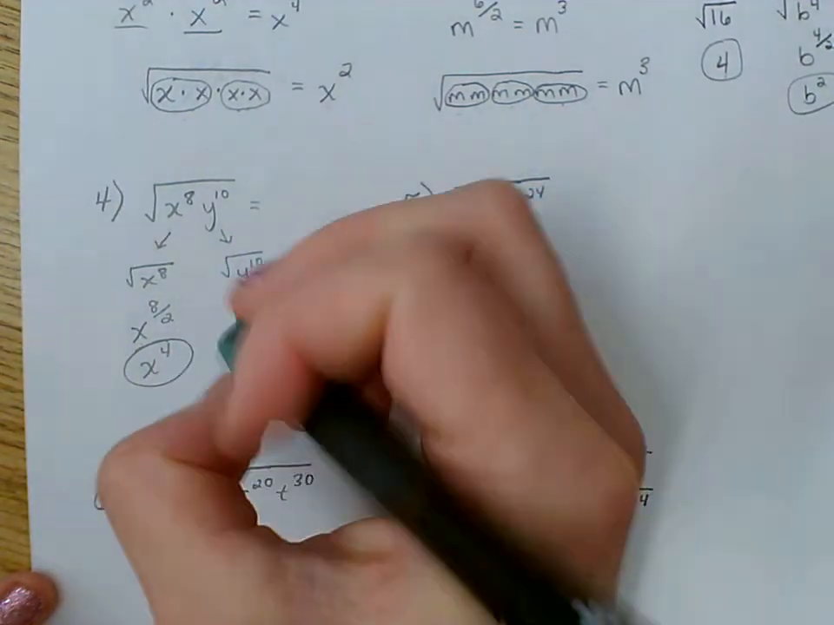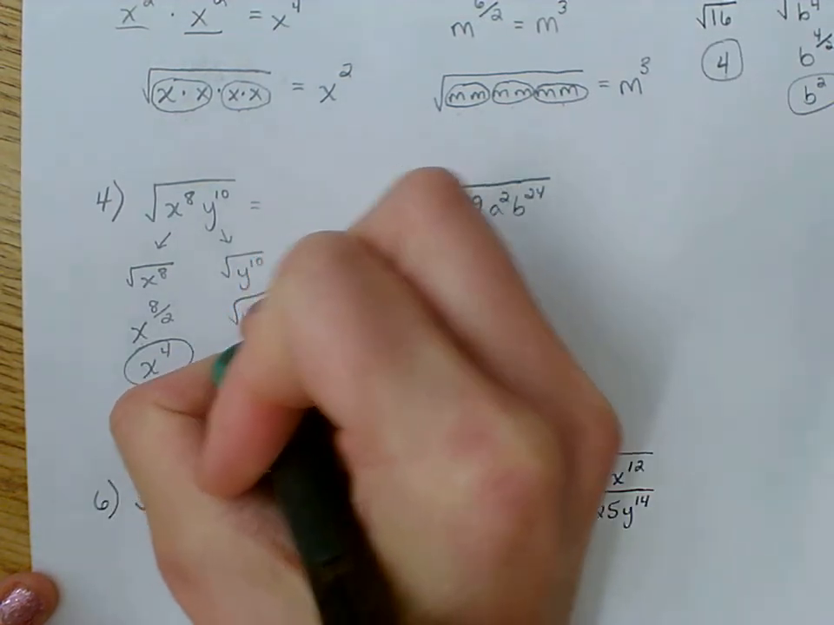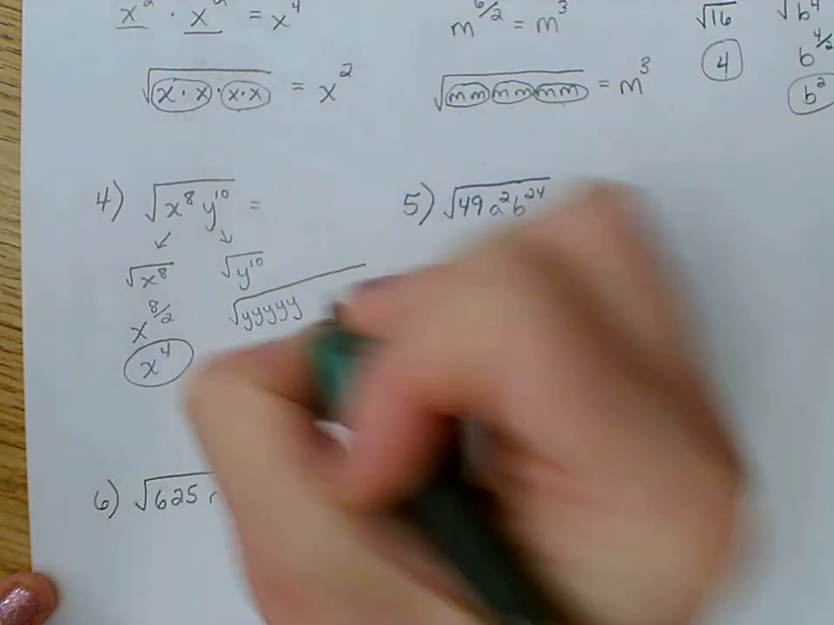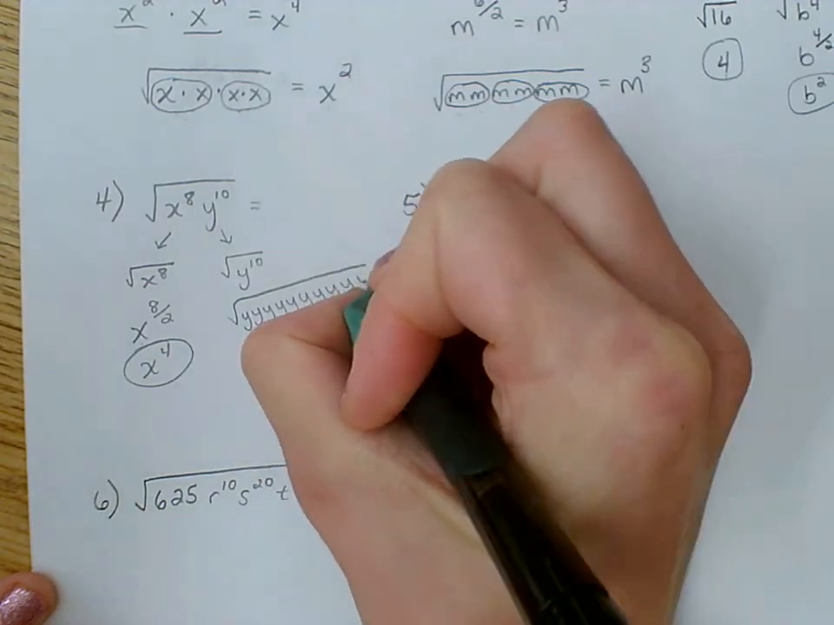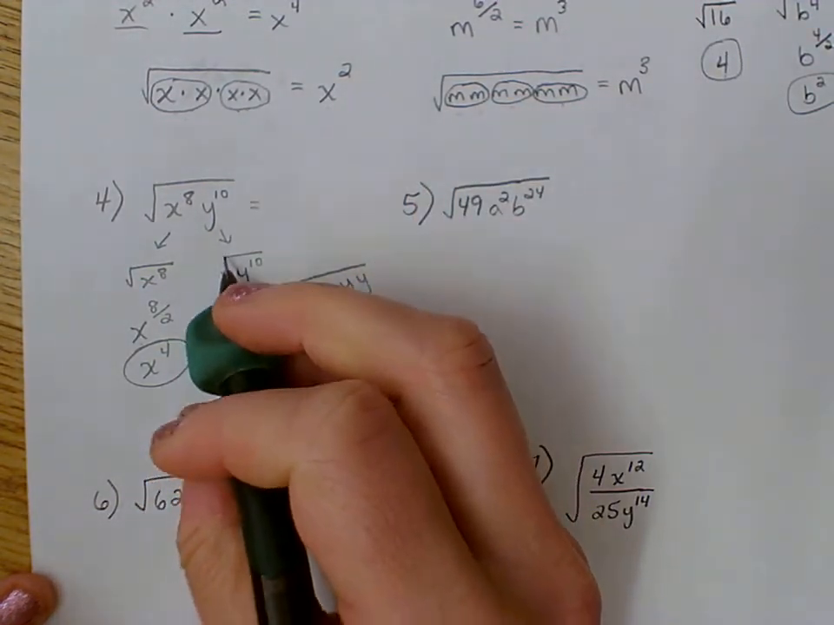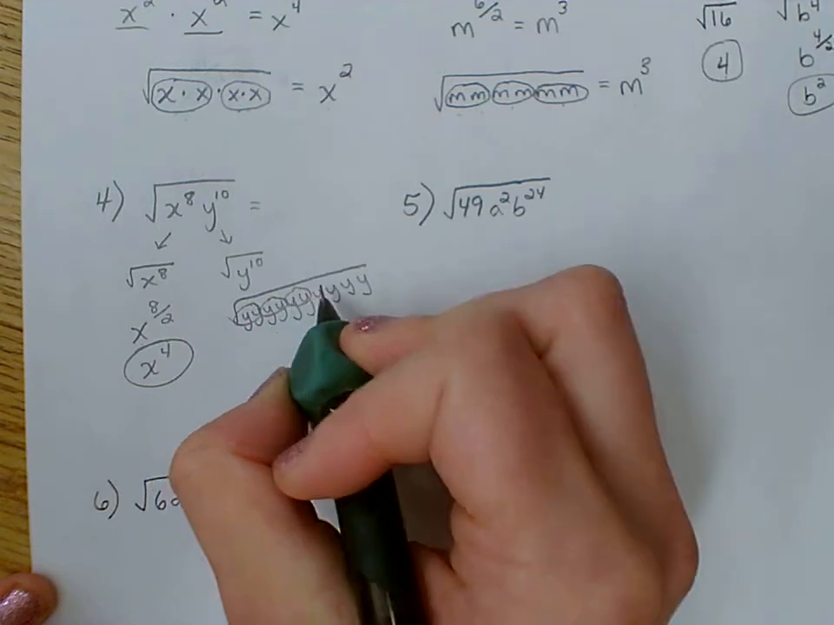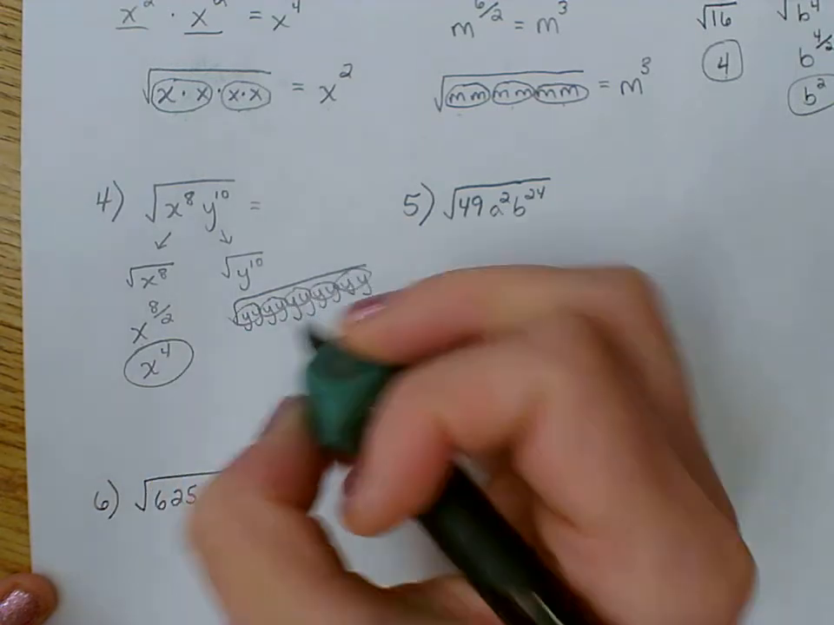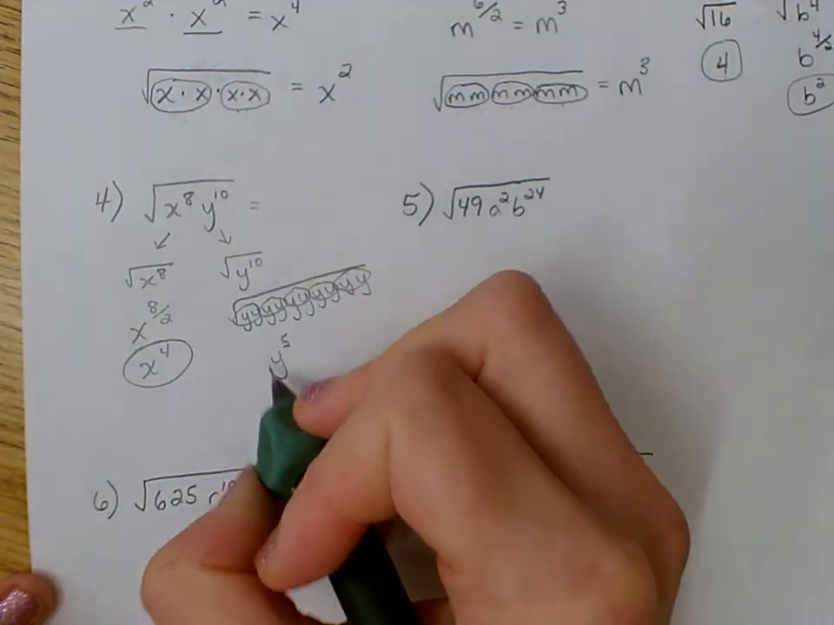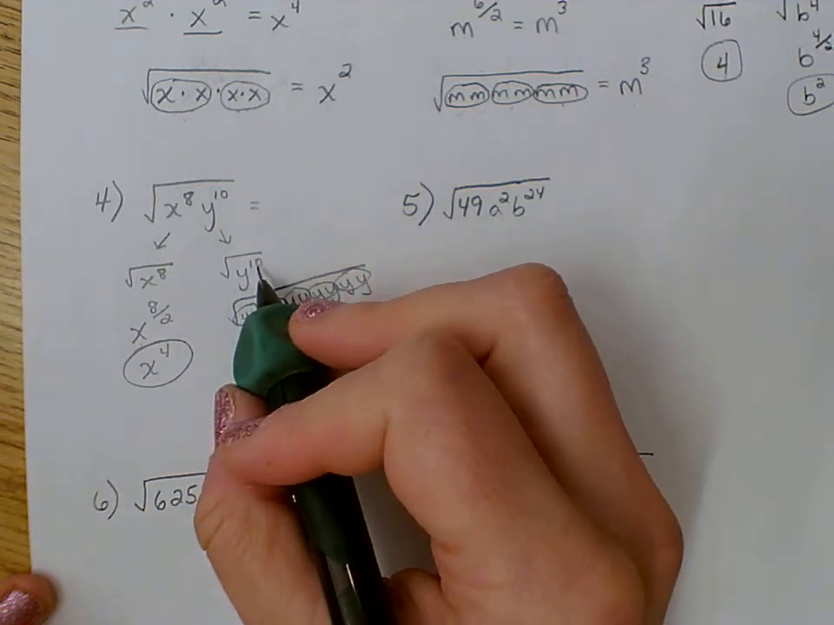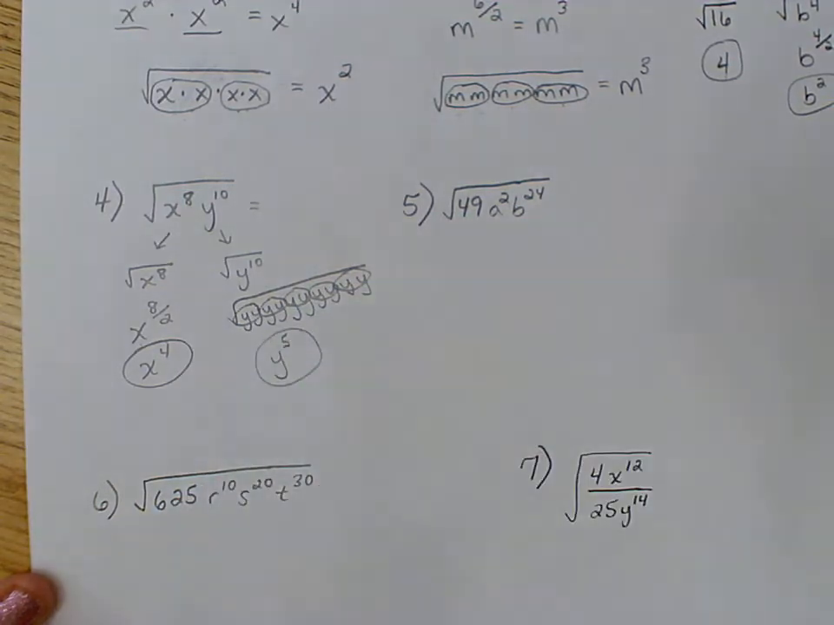This one, I'll show you the write it out method. So if I wrote it out, I'd have 10 y's, which again could get a little bit tiring after a while. So 1, 2, 3, 4, 5, 6, 7, 8, 9, 10. And then you're circling groups of, well, it's a square root, so we're circling groups of 2. So that'd be 1, 2, 3, 4, 5 groups. So however many groups you circled is the exponent of what you take out. Okay, so that's the write it out method. Or if you did power over root, it'd be 10 over 2, which is a little easier, and 10 over 2 is 5. So either way, you get the same answer.